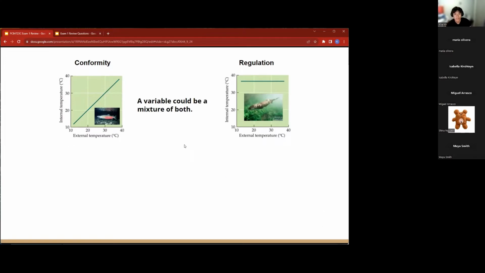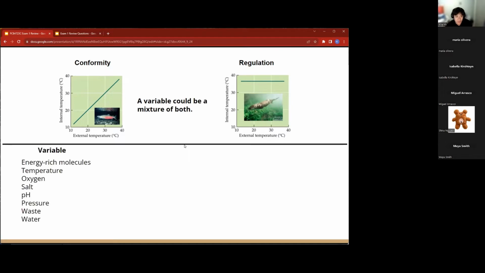Next, conformity and regulation is also very important. Make sure you know this list here and you're able to assign which variables are most commonly regulated and which variables are less commonly regulated by animals, which ones belong to which group.